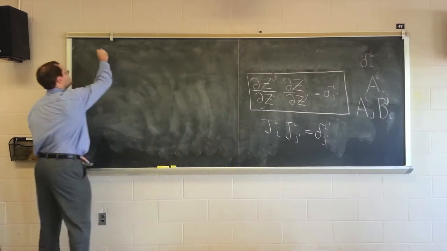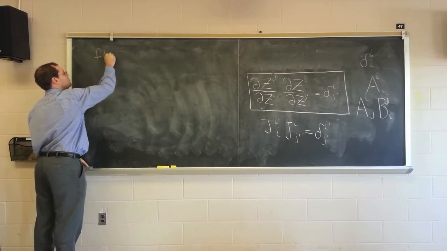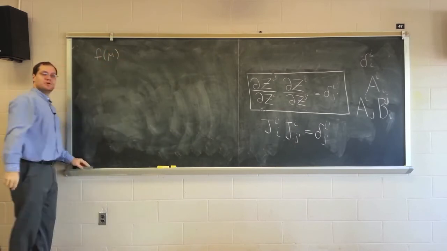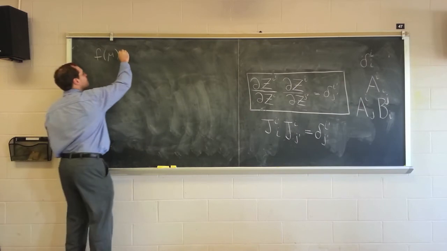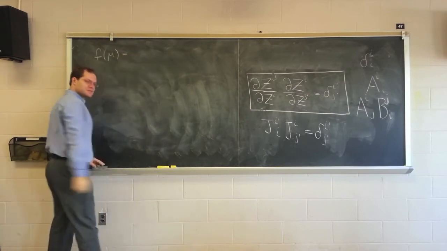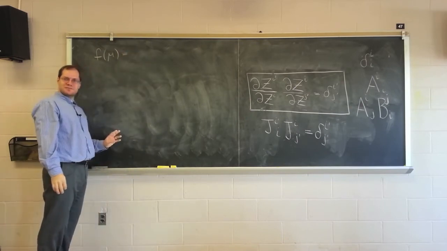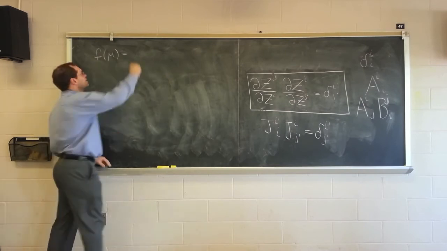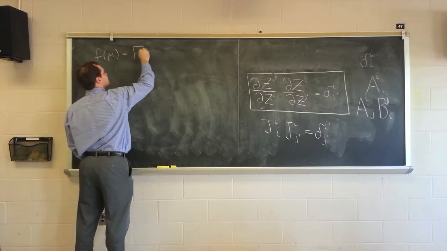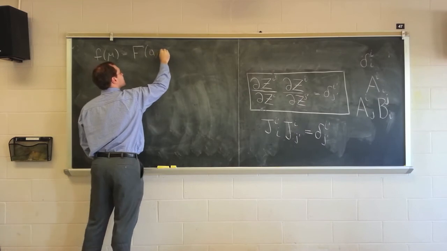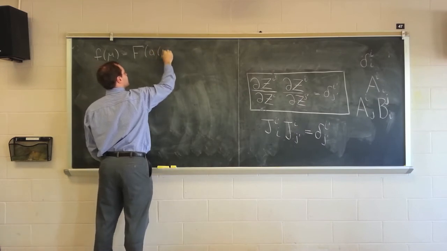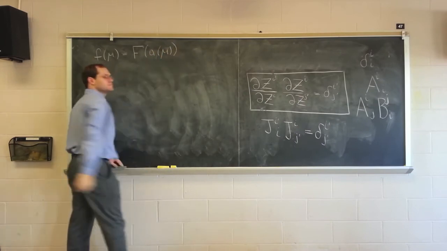Let's go back to f of mu, meaning mu1, mu2, as a composite function. Am I using the right term? Composite function. As a composite function of f in terms of a's, where you plug in how the a's depend on the mu's.